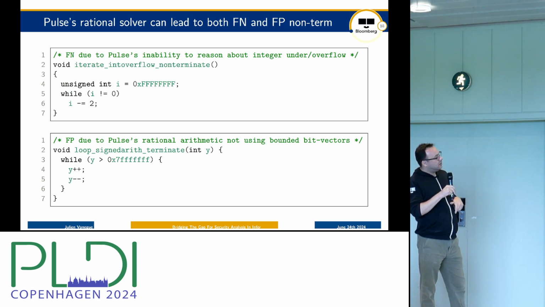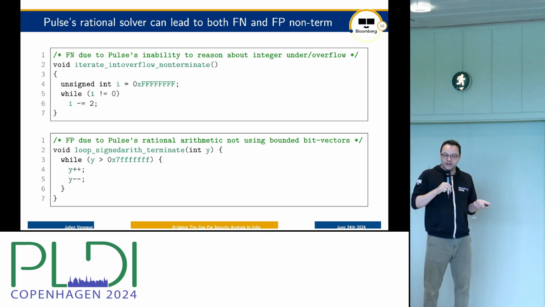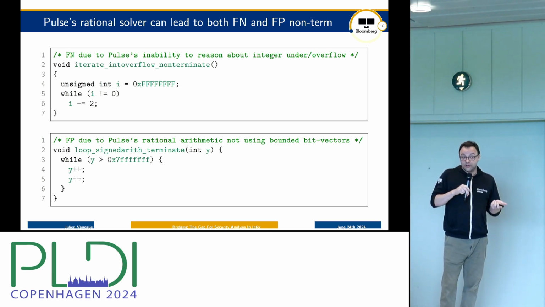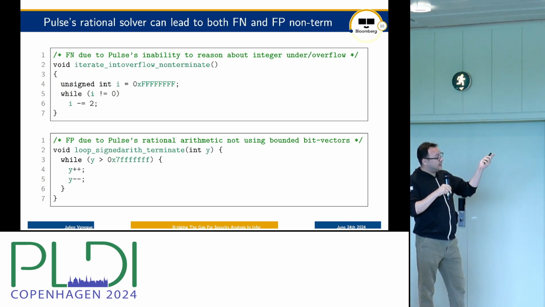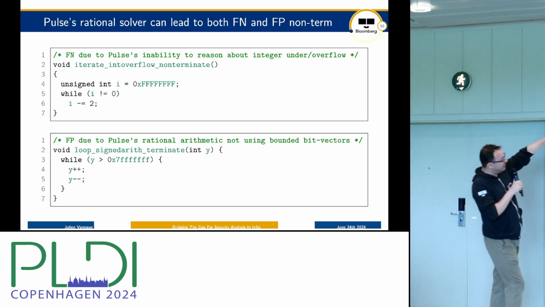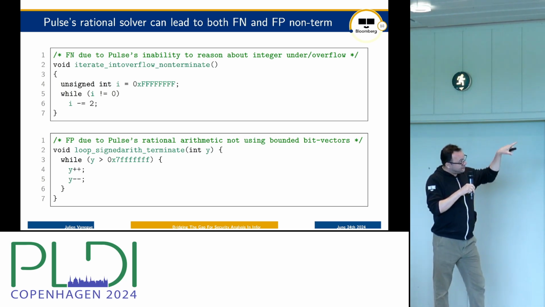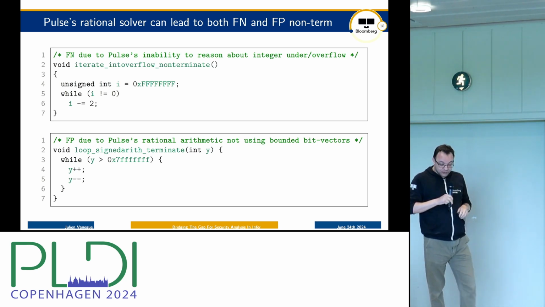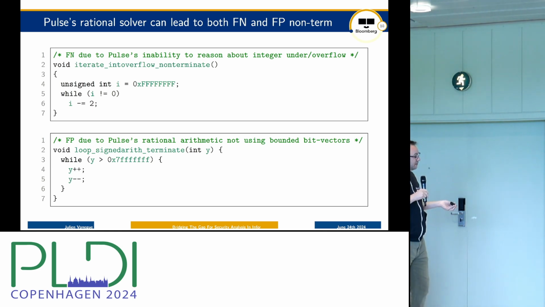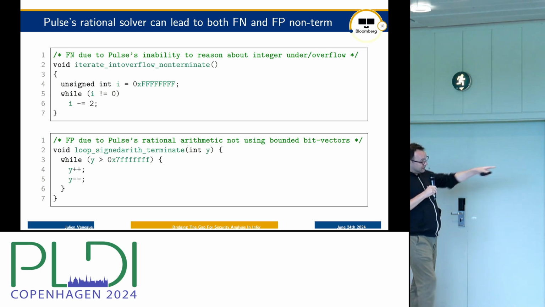In the top example, you have int i equals max uint, and then while i is different than 0, i minus equals 2. Well, because you're unable to reason about either integer overflow or integer underflow, you will not actually find the bug. I'm sorry, it's mislabeled; it should be the other way around. But the absence of support for integer overflows and underflows really leads to missing bugs and also sometimes giving false positives.